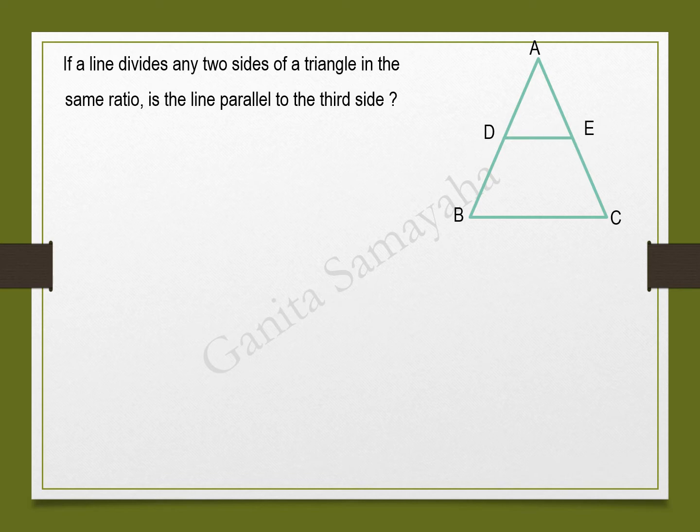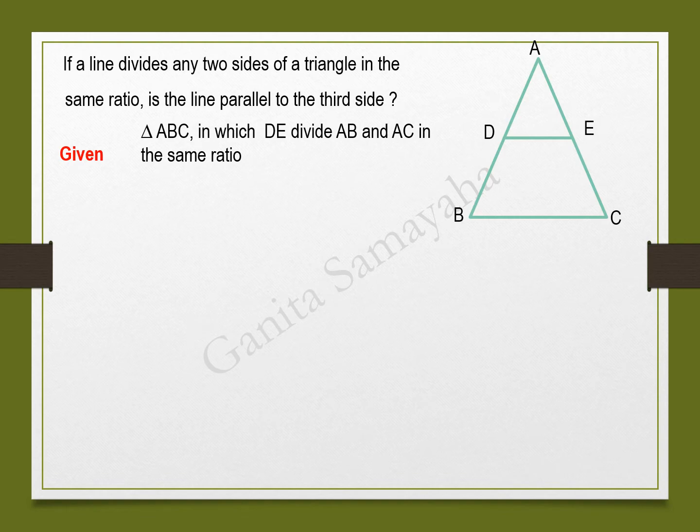So what are you given? You are given a triangle ABC in which DE is a line which divides the two sides in the same ratio. That means what? It divides AB and AC in the same ratio, which means AD by BD is equal to AE by EC. So let us write whatever we are given. You are given a triangle ABC in which DE divides AB and AC in the same ratio. Same ratio means what? AD by BD is equal to AE by EC. What are we asked to prove? We have to prove that DE is parallel to BC.